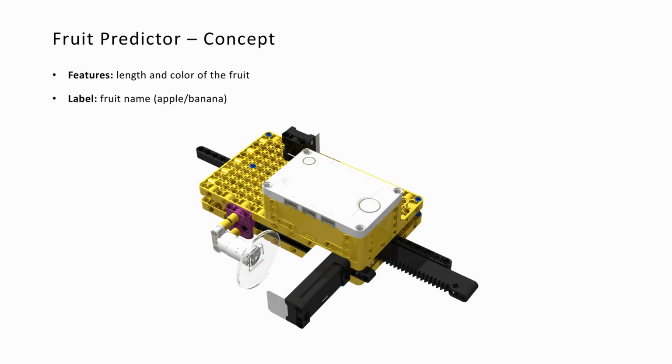Our fruit predictor will use only two of those features, namely length and color, since they are the easiest to measure with the sensors that are in the Lego set. Before doing the machine learning part, we first need to assemble the device itself. The built-in instructions are on the screen. Feel free to pause the video and take your time assembling the fruit predictor. You can also find the instructions on our web platform with a link provided in the description of this video.